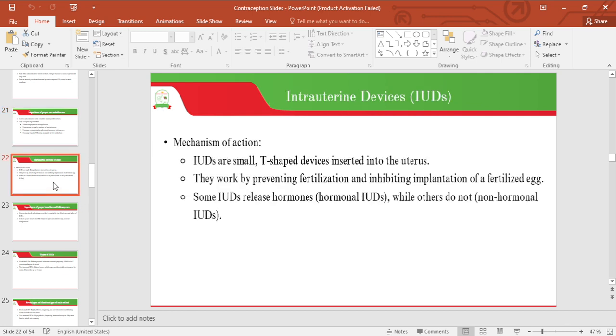Let's move on to the intrauterine devices, the IUDs, their mechanism of action. Intrauterine devices are small T-shaped devices that are inserted into the uterus. They work by preventing fertilization and inhibiting implantation of a fertilized egg. Some intrauterine devices release hormones, and these are known as hormonal intrauterine devices, while others do not. These are known as non-hormonal intrauterine devices.